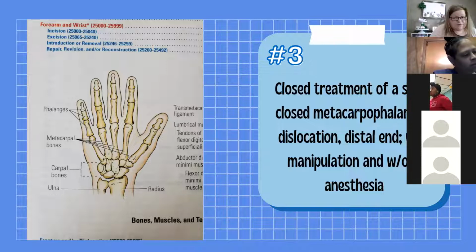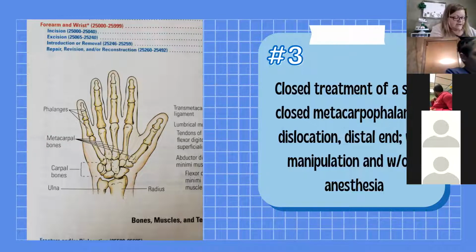Nope. But then it says it's supposed to be closed treatment, and it said with manipulation. Oh, 26740. But then when you go to 26340, it says manipulation joint under anesthesia, but it says and without anesthesia. So you're really looking for without anesthesia. Right. So under dislocation, our first option that fits, let's look at closed treatment and see what that says.